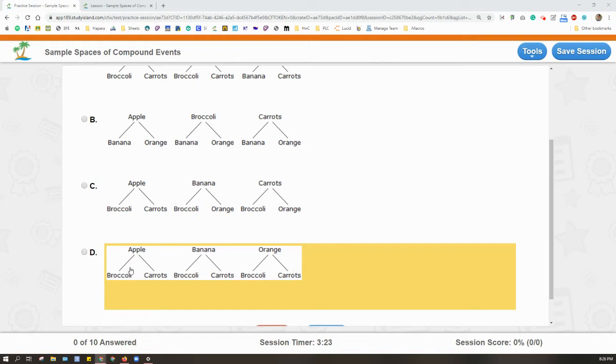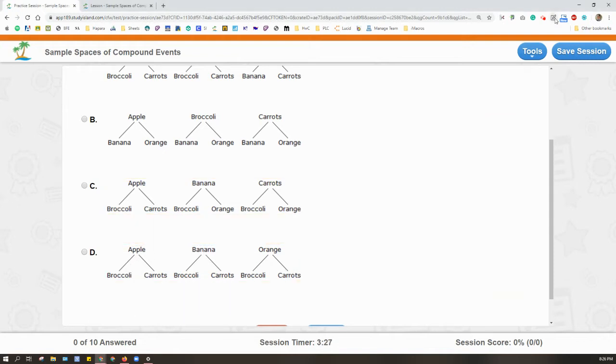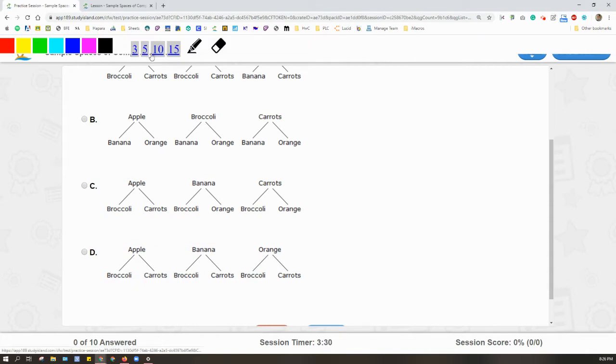So what this shows right here is six different outcomes. If you're wondering where the six outcomes are, let me point them out. The end of each one of these branches is an outcome. This outcome right here, and let me make that a little bit bigger so you can see it, is apple and broccoli. I'm putting it under the broccoli, but the broccoli is attached to the apple. So this outcome is apple, broccoli.